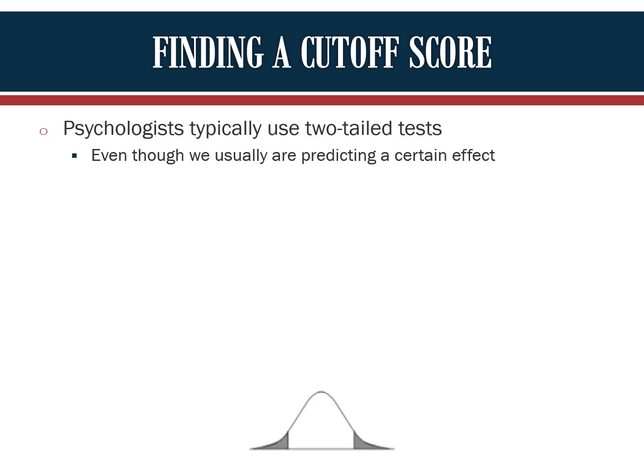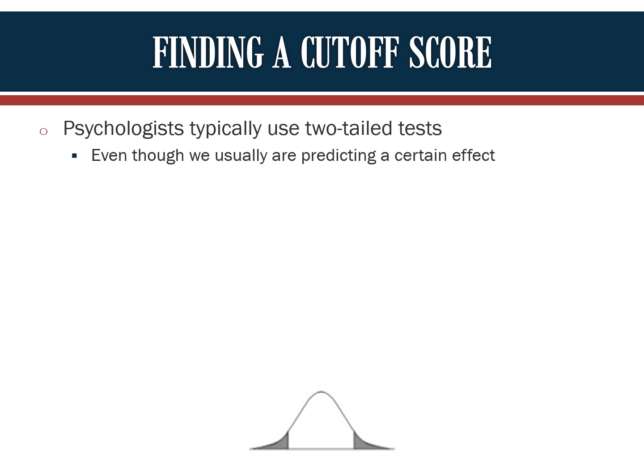Now, in psychology research, we actually typically use two-tailed tests. Even though we might be predicting a certain effect with our personal hypothesis, we typically will still use a two-tailed test. In fact, the vast majority of research articles that you'll read in later classes, pretty much all of those statistical tests are done with two-tailed tests.